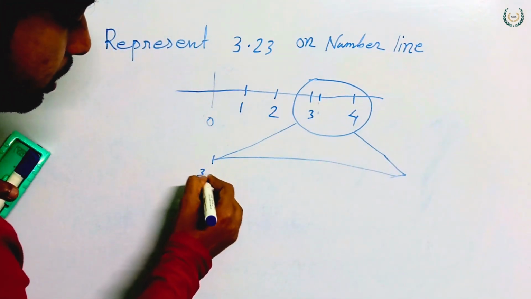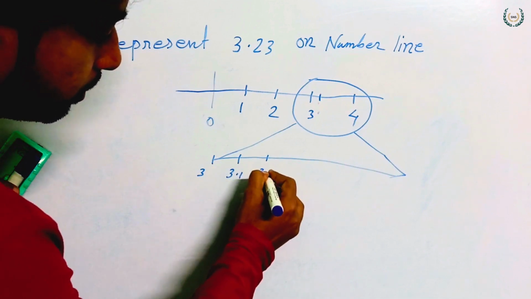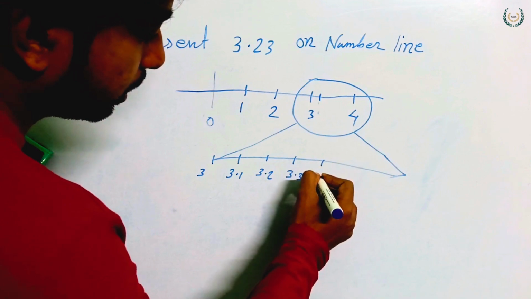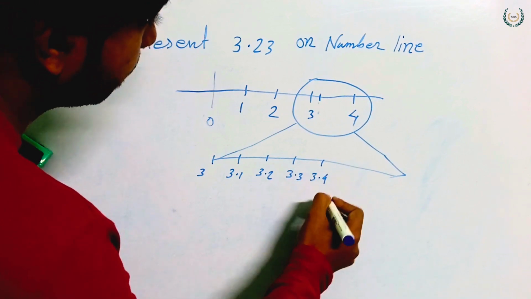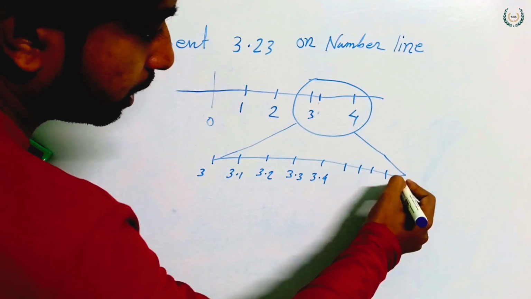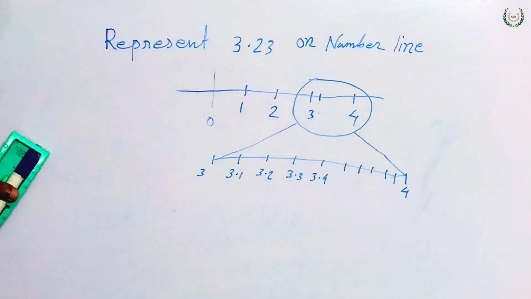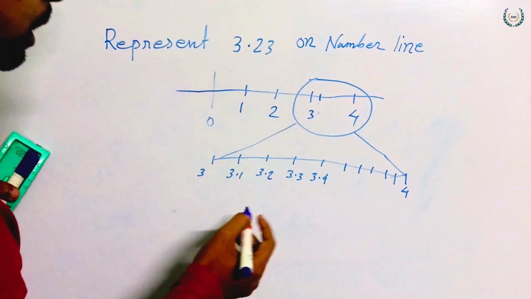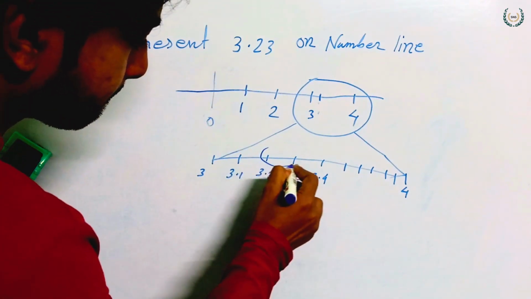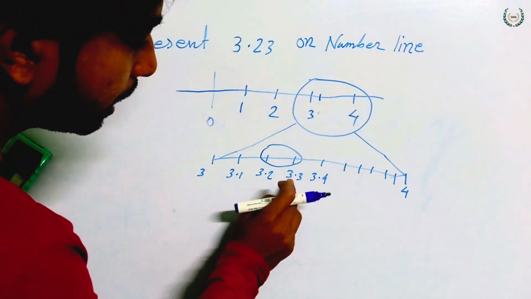This will be 3, 3.1, 3.2, 3.3, 3.4, 3.5, 3.6, 3.7, 3.8, 3.9. Here it will be 4. Okay, 3.23. Next, 3.23 is in between 3.2 and 3.3.